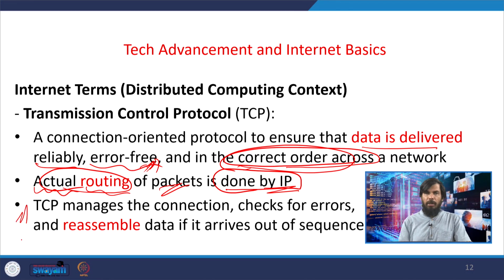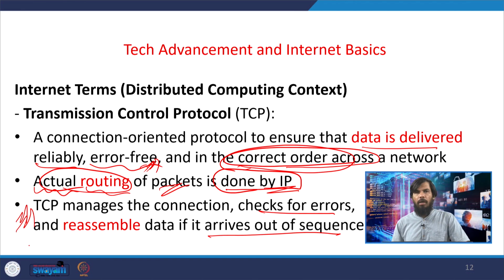So, essentially that is mentioned here: TCP manages the connection, it checks for errors and reassembles data if it arrives out of sequence. If there is any out of sequence data, it will reassemble that and put it into a sequence. If there are errors, then it will request resending of that particular packet, right. So, TCP plays that assembly and reassembly and breaking the packet kind of role at both ends, right.